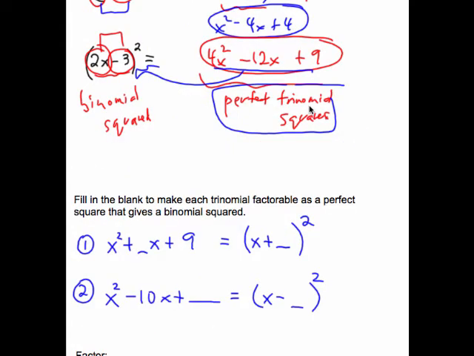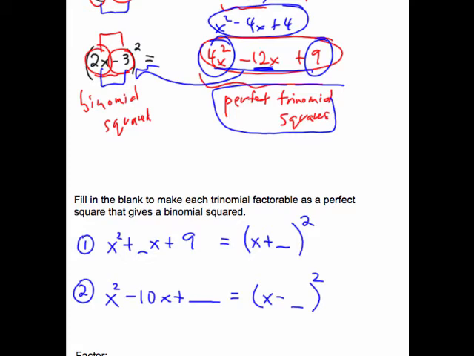Alright, to answer that question, you'll notice that in all of the expansions in the questions above, the first and the last terms were always perfect squares. The middle term, remember, was twice the product of the two terms in the binomial. So we have to look for that pattern when we're trying to decide whether something is a perfect trinomial square or not. Alright, let's take a look at the examples here.